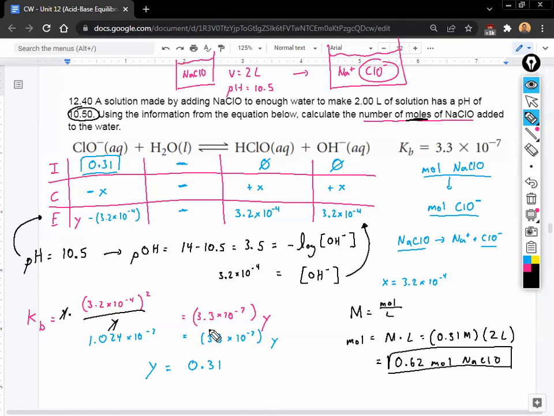Yeah, so we can ignore the change. Originally on the bottom, we had this right here. But if we use the 5% rule, we can ignore this part, the change. Answer your question?